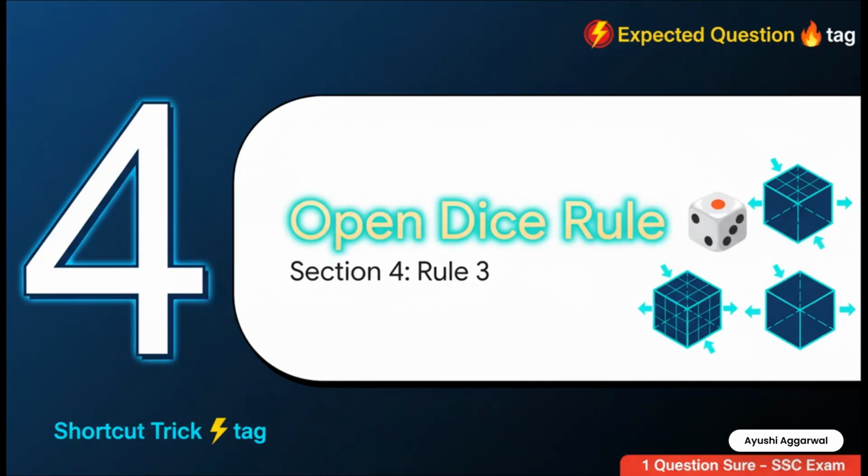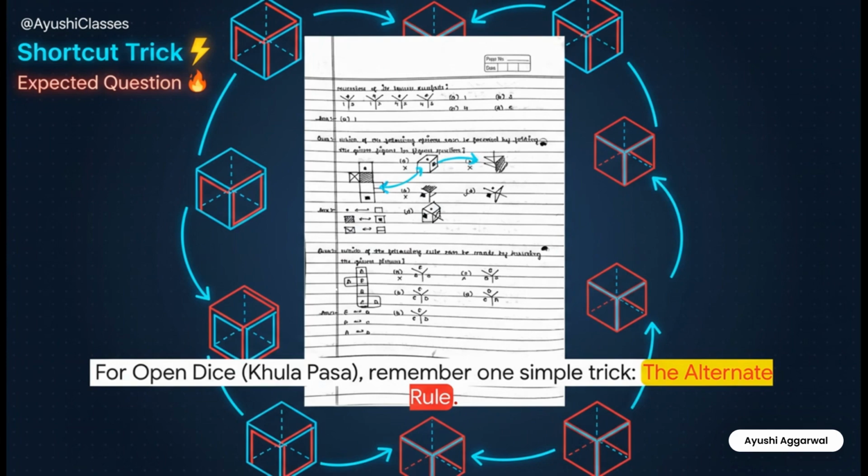All right, let's move on to the final type of question, the open dice, or what we call kulapasa. Let's see how we can tackle this one. For an open dice, you just need to remember one simple rule. We call it the alternate rule. What it means is that in any straight line, the boxes that are alternate, you skip one in the middle, are always opposite to each other.